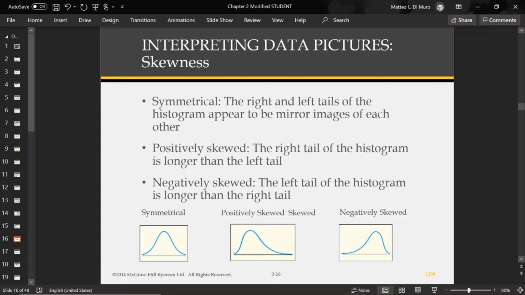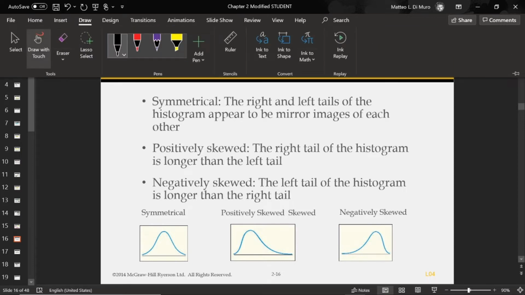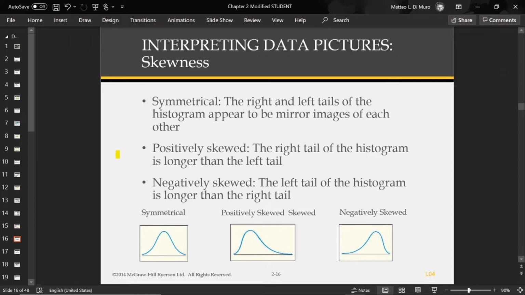So, now we're going to talk a little bit about interpreting data pictures, something called skewness. There are 3 different kinds of skews that we like to talk about, our favorite skews. Let's start with symmetrical. If you start graphing data and it starts to look like the good old bell curve, that's a symmetrical distribution. There you have it, also called the bell curve. Now, positively skewed is when you see the hump on the left-hand side, okay?